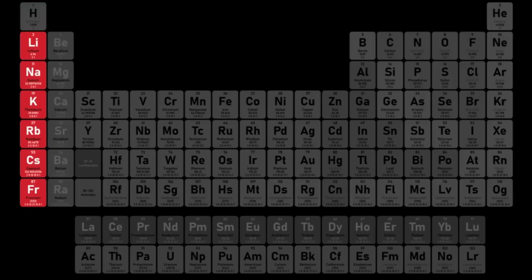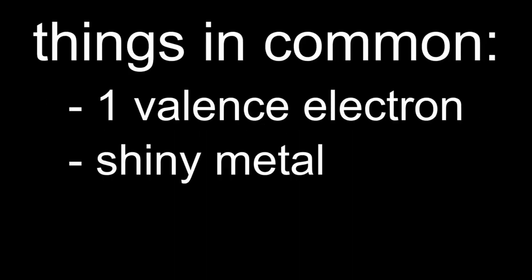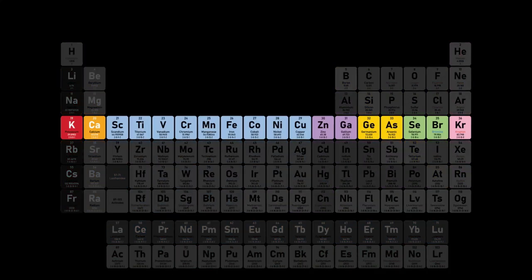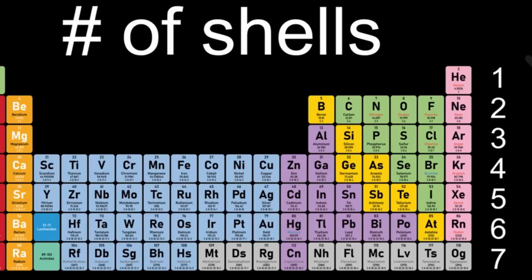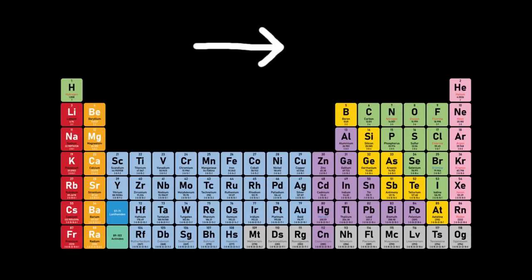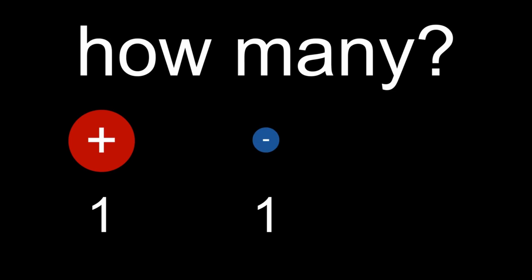For example, the first group without hydrogen is called the alkali metals. Here's some things they have in common. They have 1 valence electron, they're shiny metals, they're kind of soft, and they do this sometimes. All elements in the same row or period have the same number of shells. This number increases from top to bottom. Also, the mass gets bigger from left to right as each element gains a proton, an electron, and some neutrons.